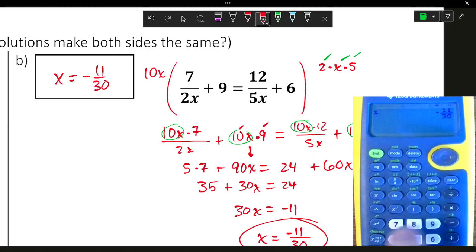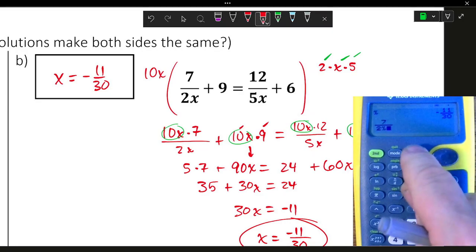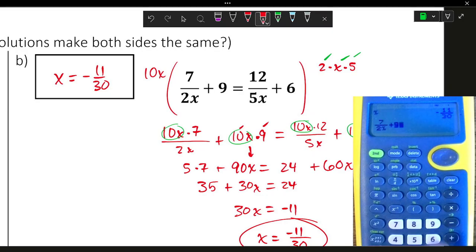So the left hand side is 7 over 2x, right? Leave the denominator plus 9. So I didn't leave the denominator. I said leave the denominator, but I didn't. Leave the denominator plus 9. So 7 over 2x plus 9 is negative 6/11.